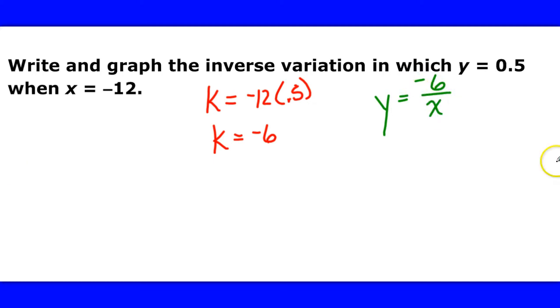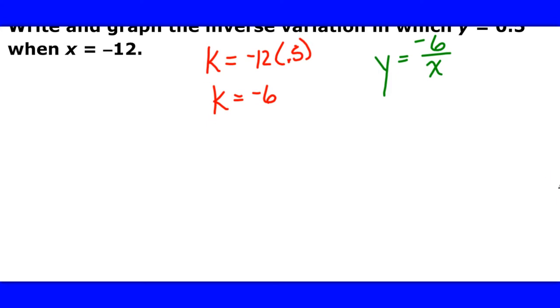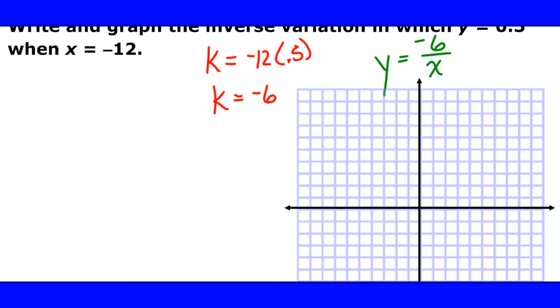And then to graph it, you need to plot some points. Now, again, we said it's never going to contain 0, 0. Since the k value is negative, we know that there's going to be a curve here and a curve here. And because the k value is a little bit larger, it's going to be out here. So really and truly, all I need to do is get enough points to figure out what's going to happen here. All right? So my equation is y equals negative 6 over x.